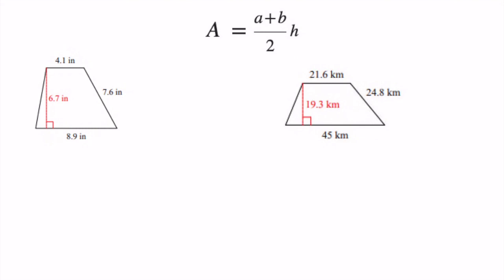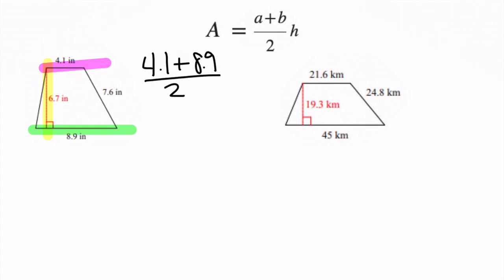All right, so we're going to go ahead and start these out the exact same way. So we have A, B, and our height. So we have A plus B, so 4.1 plus 8.9 divided by 2 times our height, which is 6.7. So we're going to start by adding these, again, following the same steps every single time. When we add that, that'll give us 13 over 2 times 6.7.